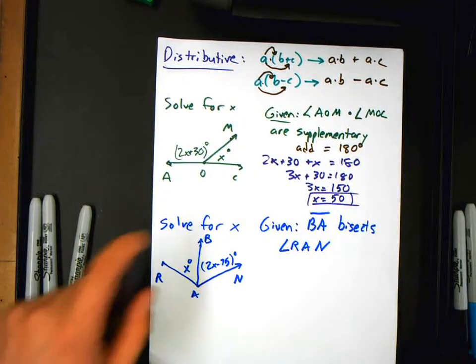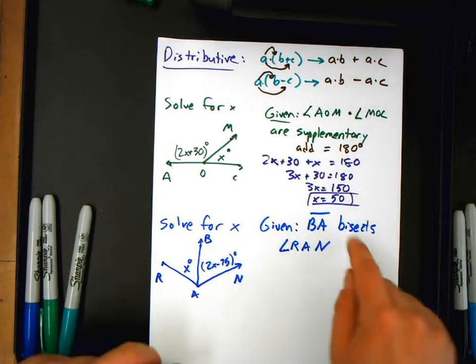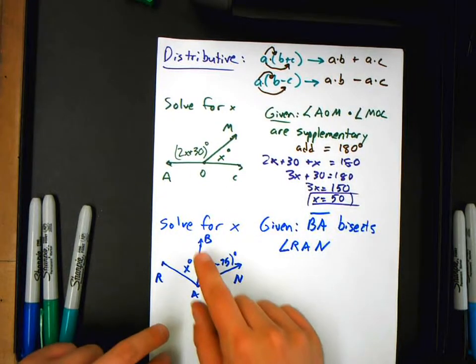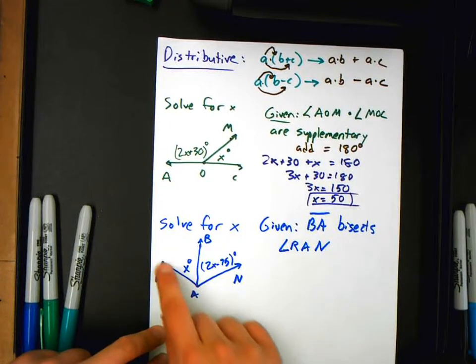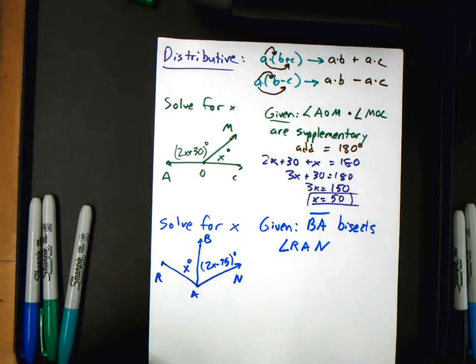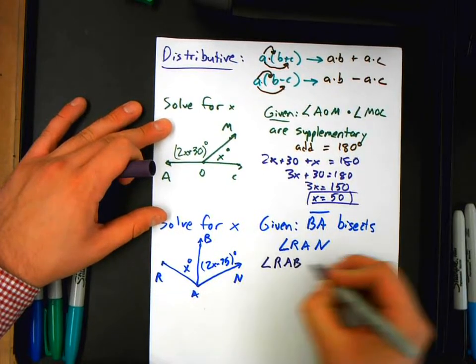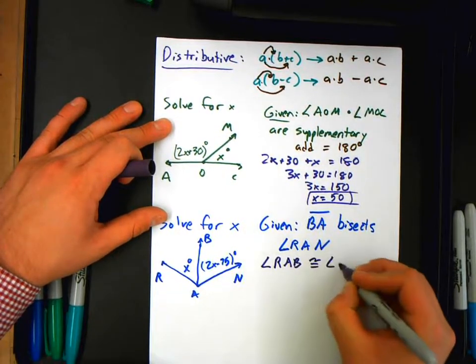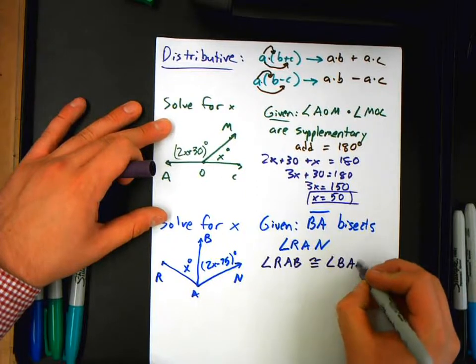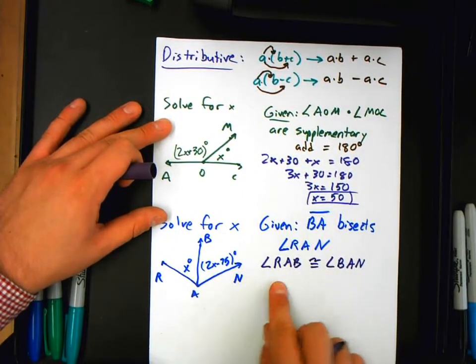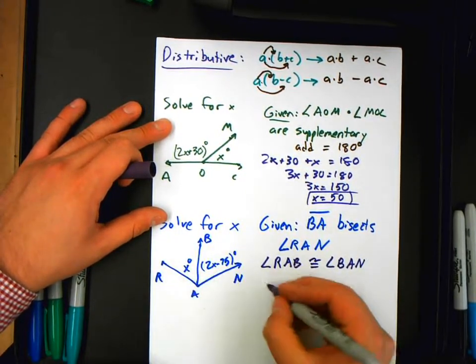Next example problem is again to solve for x, and we are given that the line BA is bisecting the angle RAN. So this tells us that each of the angles are equal to each other since it is bisecting. So since they are equal to each other, I set each of these equal to each other.